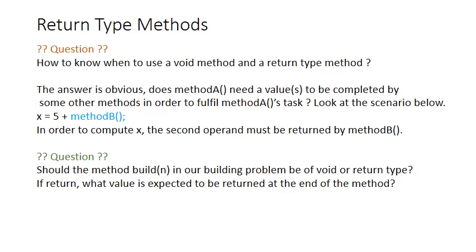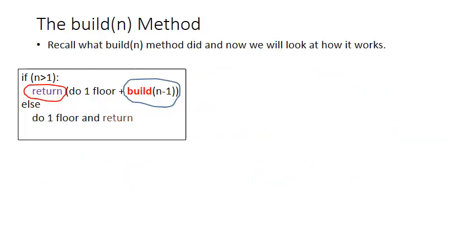Question: should the method build in our building problem be of void or return type? If return type, what value is expected to be returned at the end of the method? On the left-hand side, we have the build method. Now we will look at how it works.